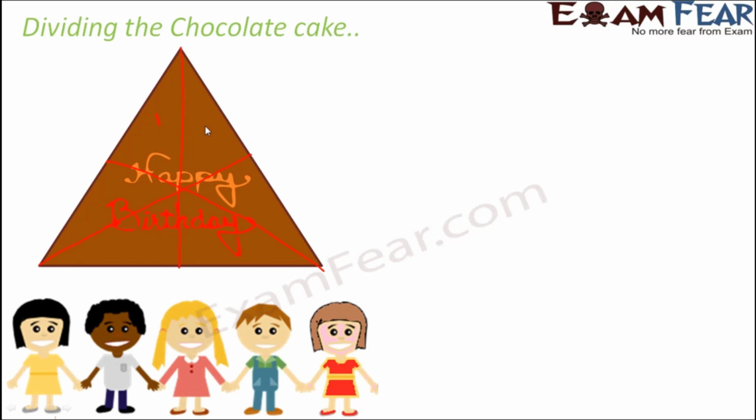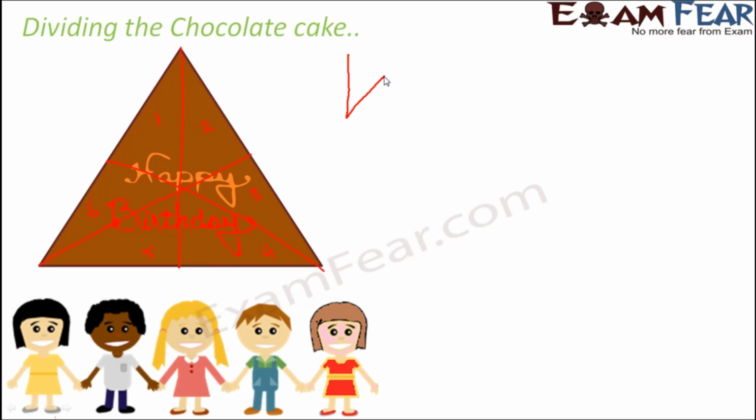So how many pieces you have? 1, 2, 3, 4, 5 and 6. So this is how you divide it into 6 equal pieces. Now do you know what are these lines? What are these lines which divide this triangle into 6 equal triangles? Because you see each piece is also a triangle.